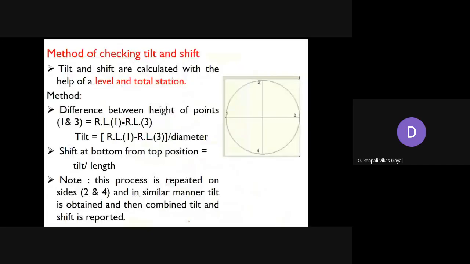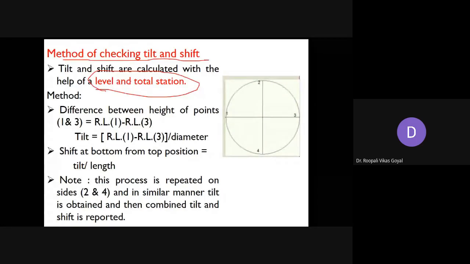Now, methods of checking tilt and shift. How much tilt has occurred and how much shift has occurred, you can check with a simple method. This calculation can be done with the help of a level and a total station. More specifically, the precise level or dumpy level that you studied in your first year can be utilized to find out the level difference, or you can use a total station. So a simple method is adopted.